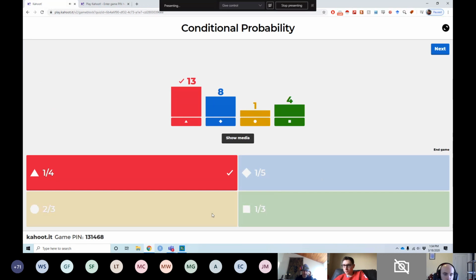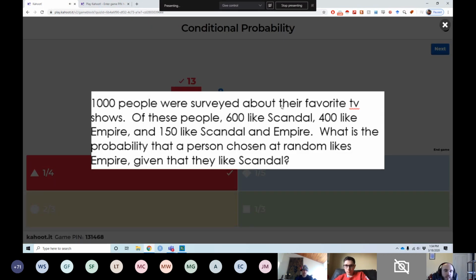So I forgot to convert those to the actual raw numbers themselves. But how it's going to work goes back to what we looked at in chapter 3. We know that there are a total of 600 people that like Scandal, 400 people that like Empire, and 150 that like both. So if you create a table for everything, it's going to look like this.